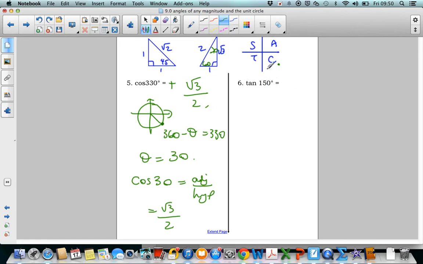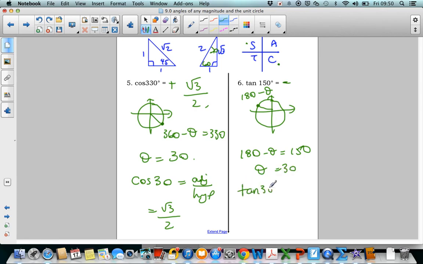Okay, and then the last one, we've got tan 150. Again, we look for where it is on the quadrants. So there's 180, so it's here. Now tan, here only sine is positive, so tan is going to be negative. Okay, and then if we think of it being there, this is 180 minus theta. So 180 minus theta equals 150, which means theta is 30. So our associated acute angle is going to be 30, and we want tan of 30, which is opposite over adjacent.